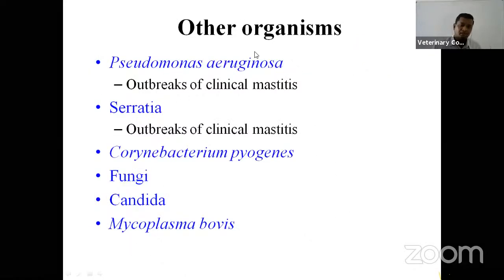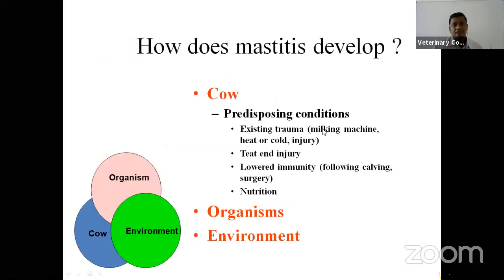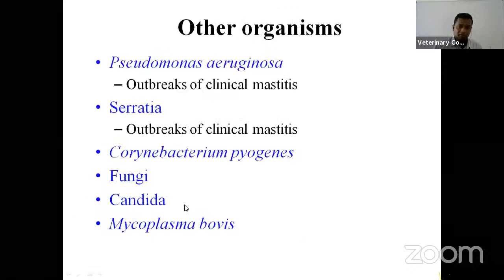Less prevalent are Pseudomonas, Serratia, Corynebacterium, various species of fungi, including yeast and mold, or Mycoplasma. They are all associated with mastitis. At times even chlamydial agents are associated with mastitis. Even Rickettsia also, but the detection of these is very rare.